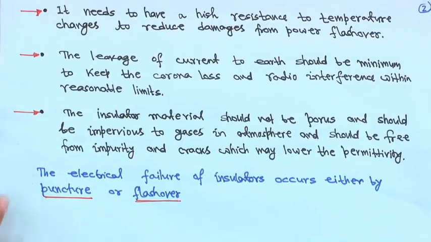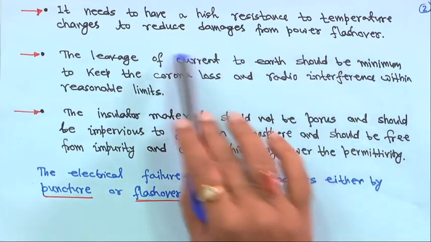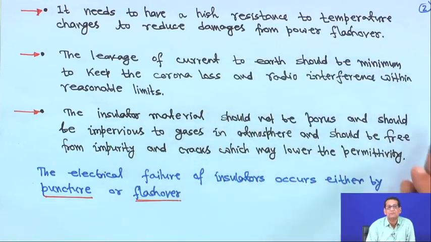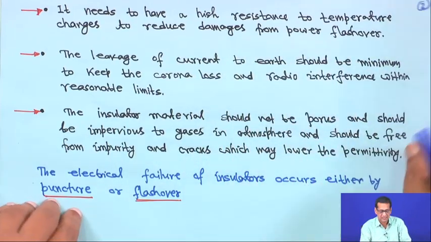So, that means without insulator you cannot connect your transmission line to the tower, right. That is the thing, you have a tower, sometimes we call poles or towers, and then cross arms will be there. And another thing is that it needs to have a high resistance to temperature changes, to reduce damages from power flashover. The flashover is very common, right.